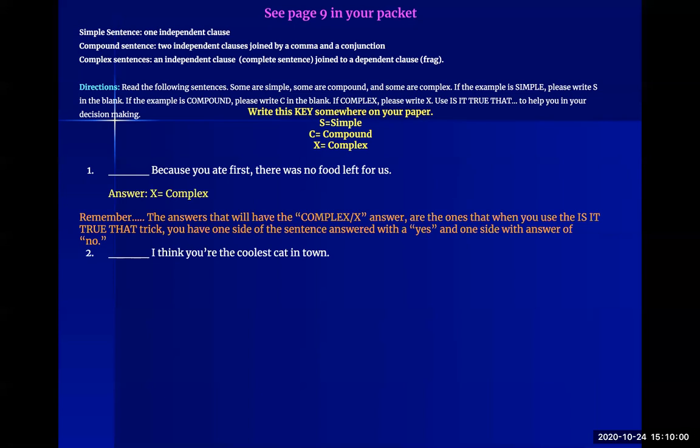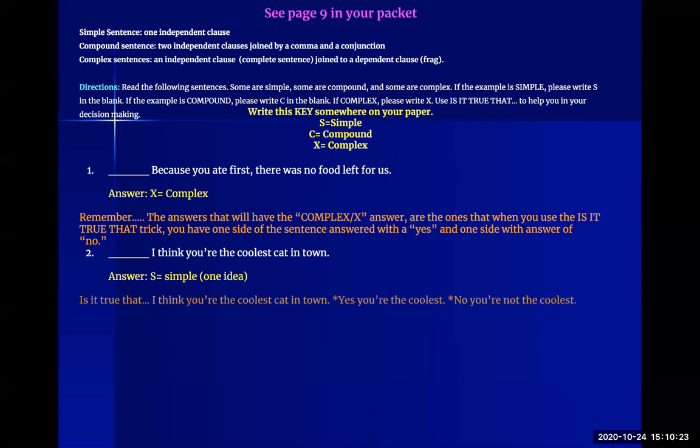Number 2, "I think you're the coolest cat in town." And again, the coolest cat just means you're a really awesome person. So, is it true that I think you're the coolest cat in town? That's just one idea. It's a simple sentence. It's complete. Yep, you're the coolest cat, or no, you're not the coolest cat. So it's a simple sentence.